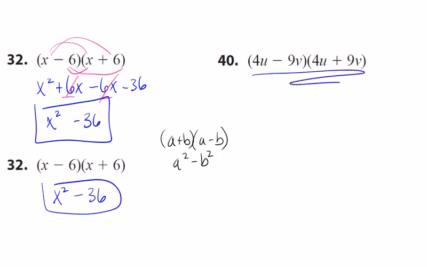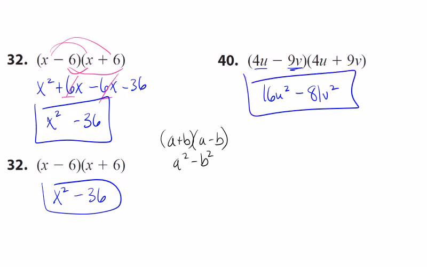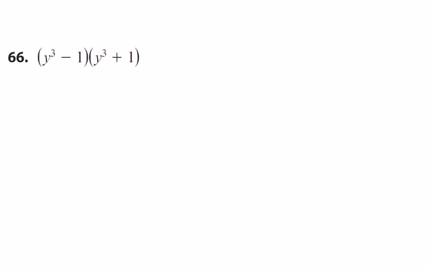So now let's try number 40. So remember, if you want to FOIL this out, you can, but I'm going to practice using the shortcut. So I'm going to do 4u squared, which is 16u squared, okay, minus, it's always going to be a minus, right? Then I'm going to square the 9v, so it's going to give me 81v squared. That's it. All right, so like I said, I think that shortcut's a little more user-friendly. Let's try one more example.